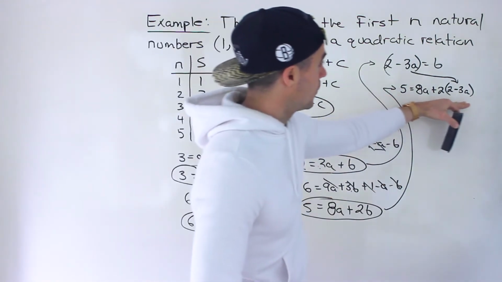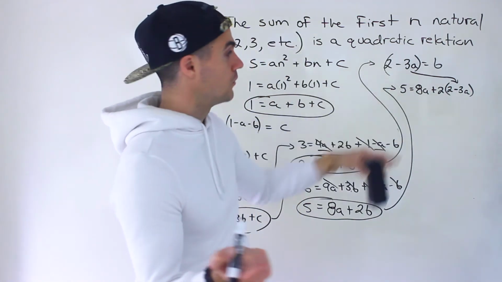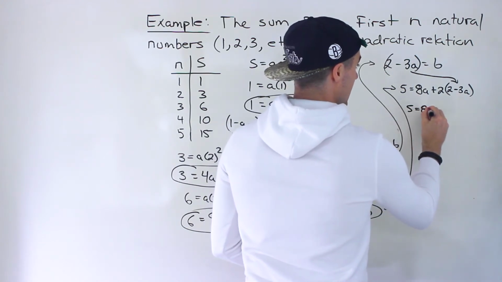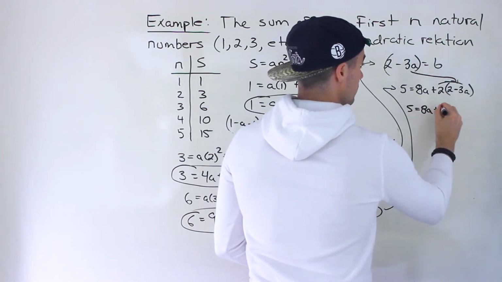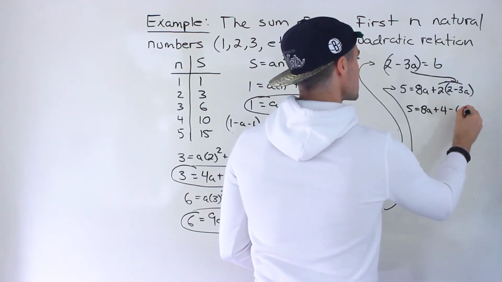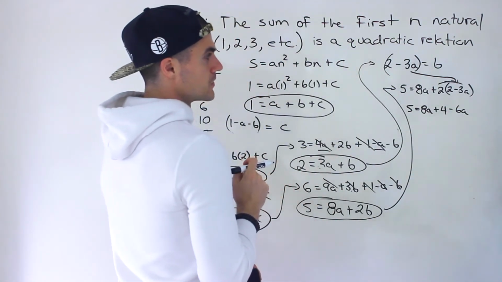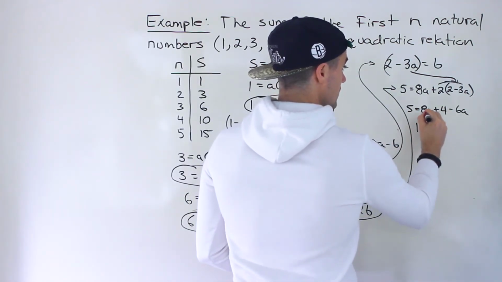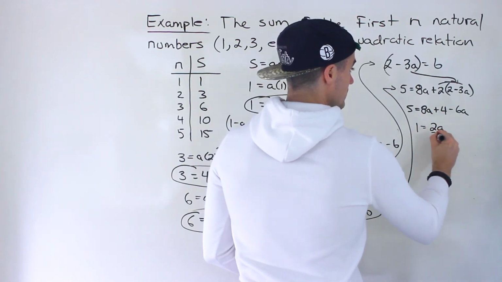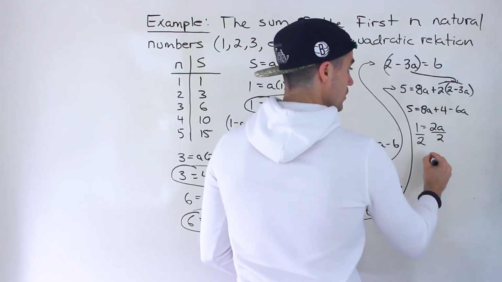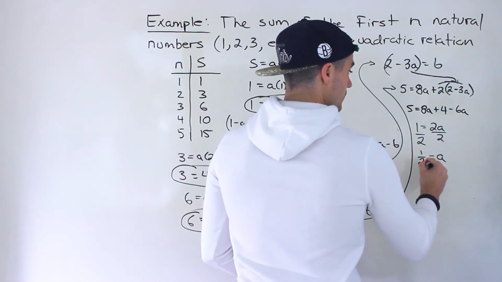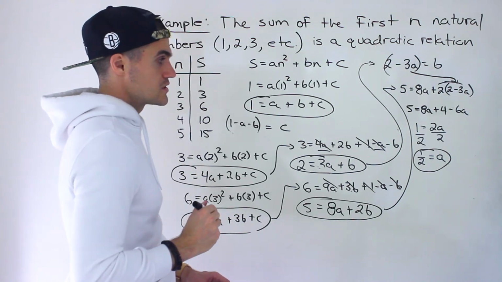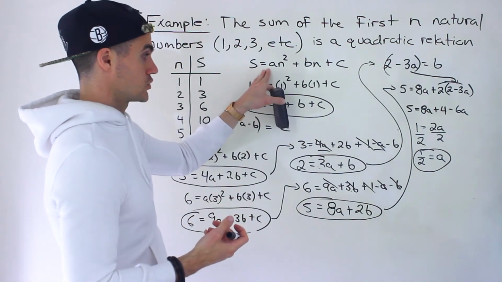And now notice we have an equation with only one unknown, the a value. And so we could solve for it. So we'll have 5 equals 8a, distribute in the bracket, we'll have plus 4 minus 6a, right? So now we could bring this over. 5 minus 4 gives us 1. 8a minus 6a gives us 2a. Divide both sides by 2. To get the a by itself, we end up with an a value of 1/2. So we have one of the values here in our quadratic relation.